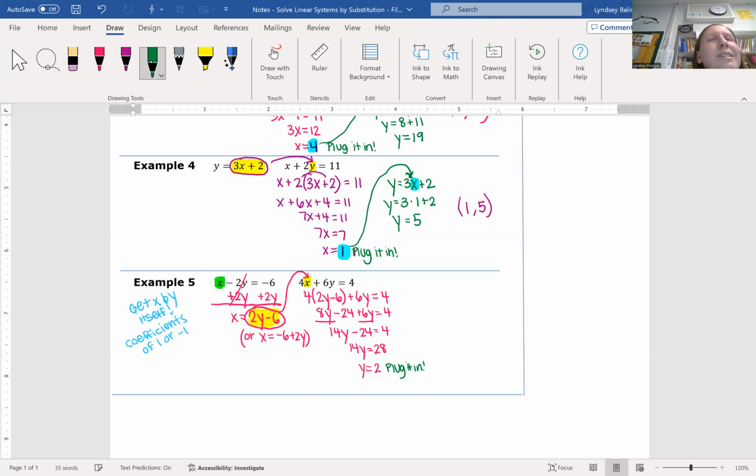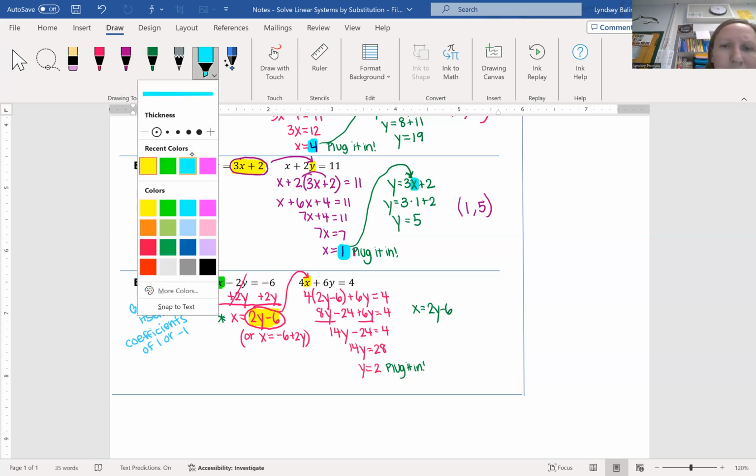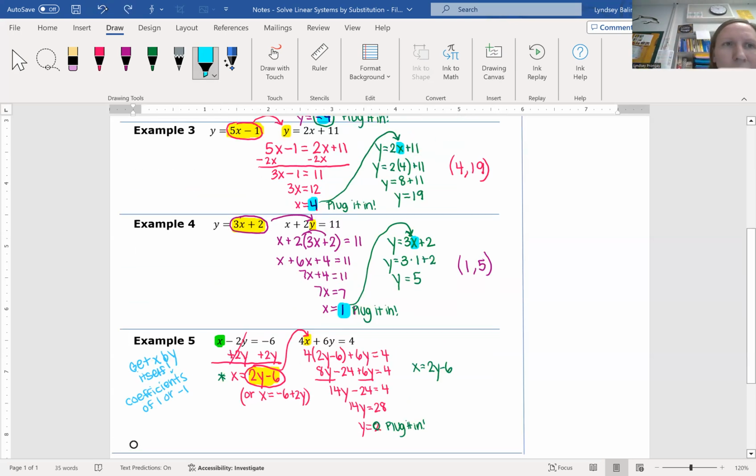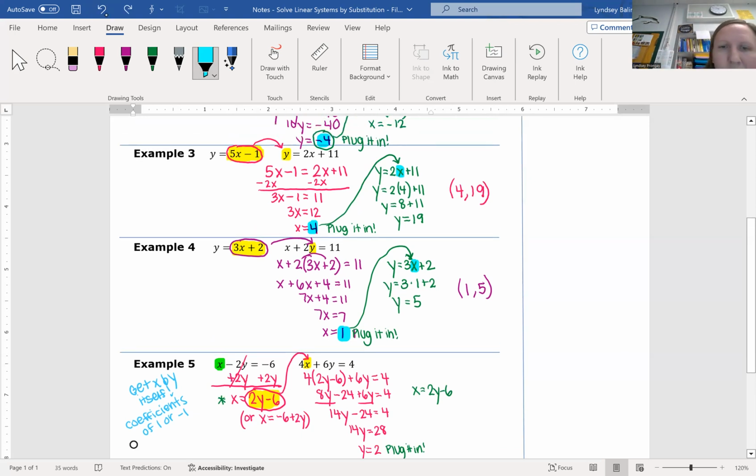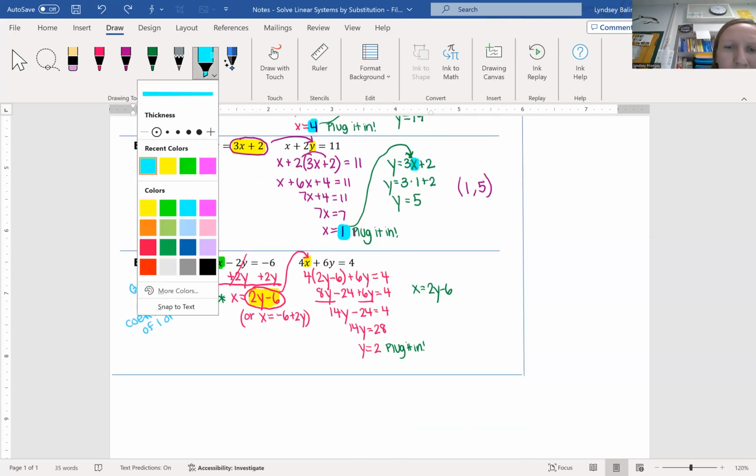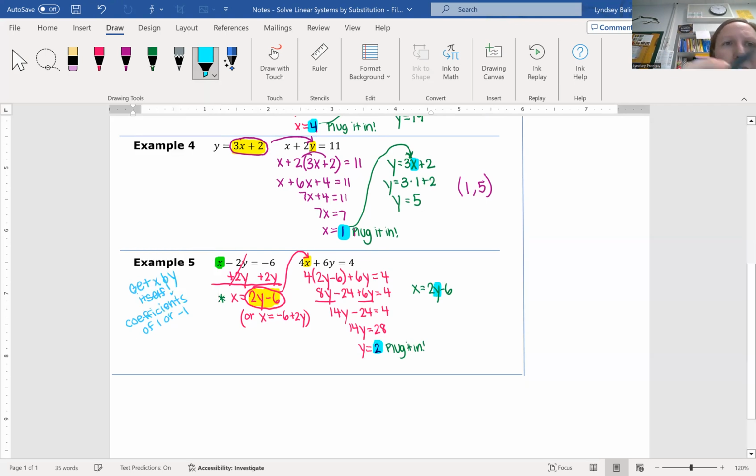Once again, it does not matter which one we use. We could use x minus 2y equals negative 6. We could use 4x plus 6y equals 4. But I'm also going to use our first equation that we turned around. So I'm going to be using this part right here to plug it in. So x equals 2y minus 6, and I am taking what y equals, which is 2, and plugging it in for the y.